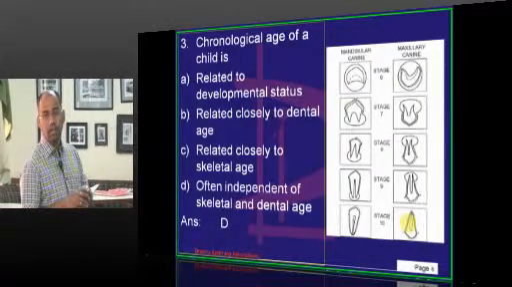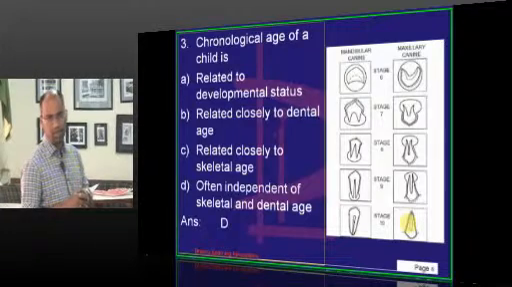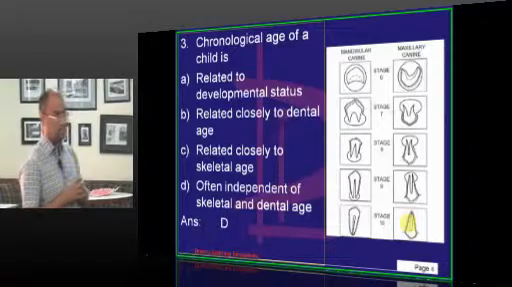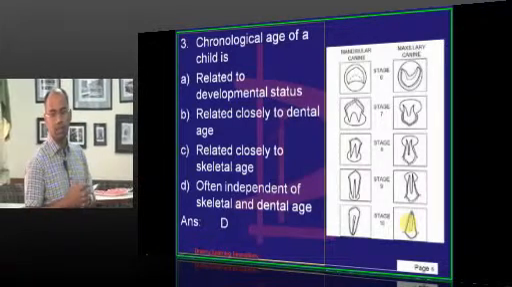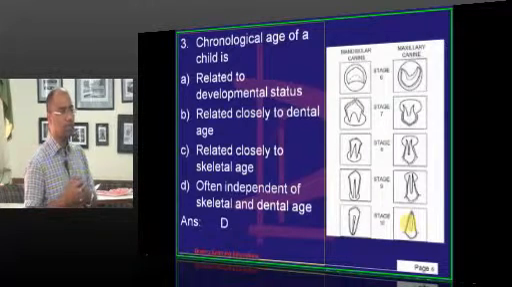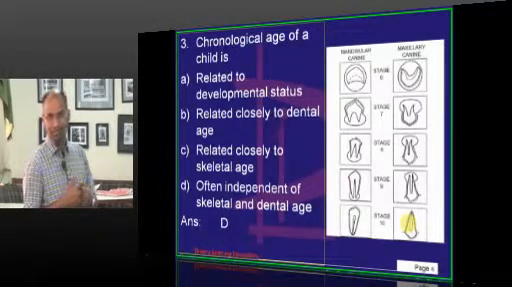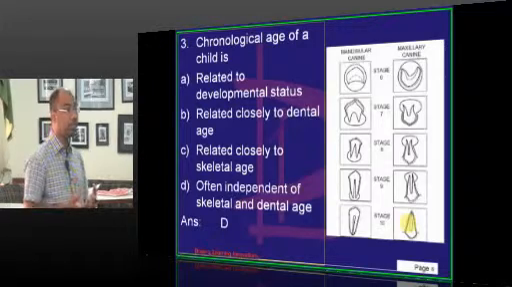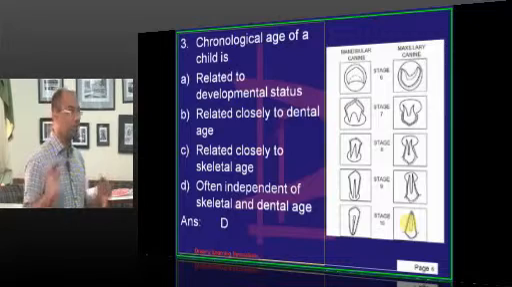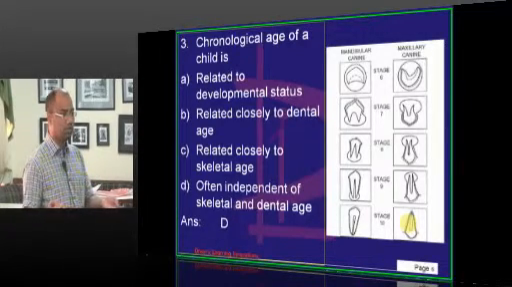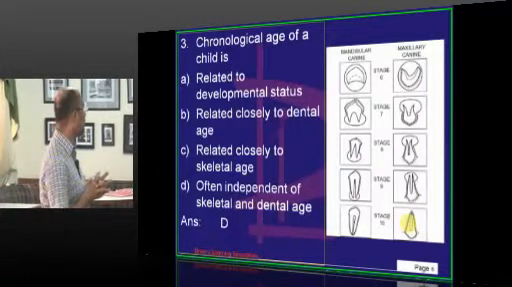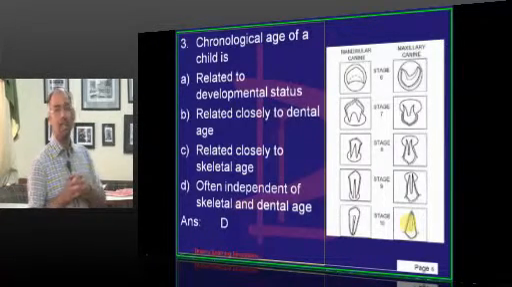So it is often independent. It might not be related to either the skeletal or dental age, because many a time a patient tells us that he or she is around 11 or 12 years, but still the premolars have not come, isn't it? Or a patient says he is 9 or 10 years, but all permanent teeth have erupted, including the second molars almost erupting. So often the chronological age is independent of either the skeletal or dental age.